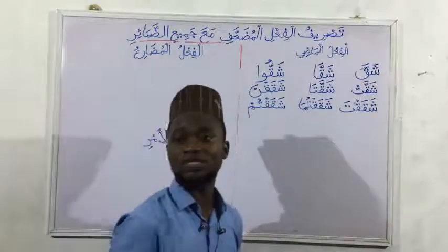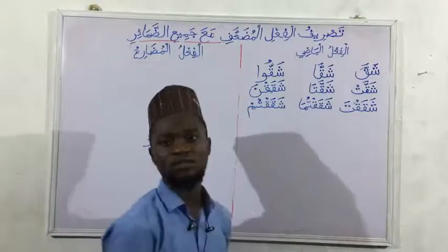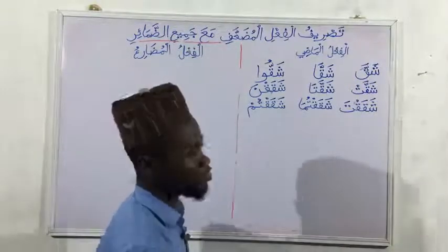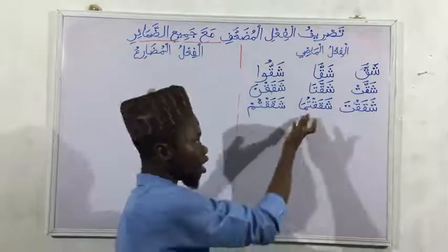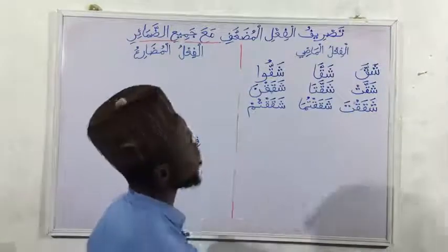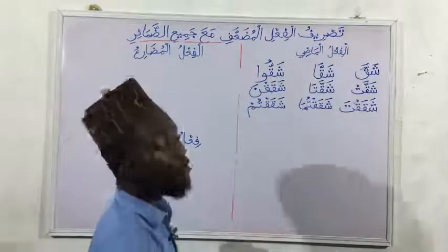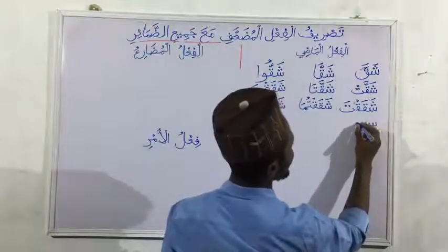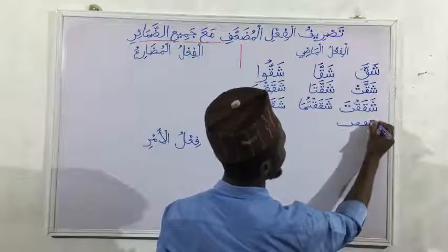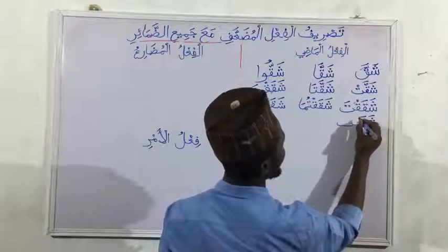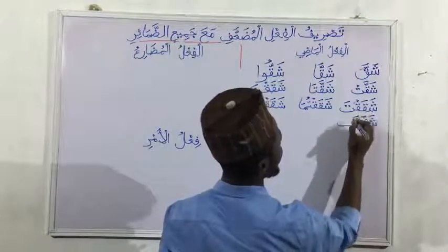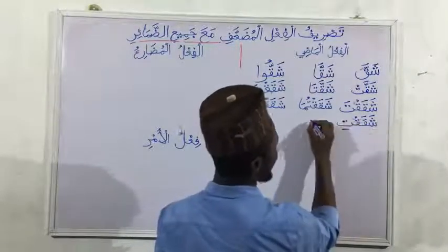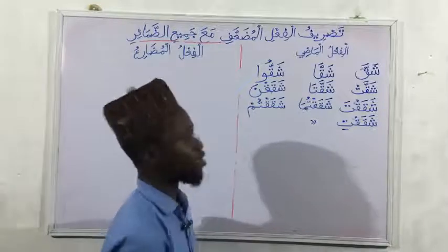Second person represents the person you are facing. Second person denotes someone you are talking to. So it means you split for dual and plural and for singular. This is for male. For female, we have shaqaqti. Shaqaqtuma occurs again. Then shaqaqtunna.